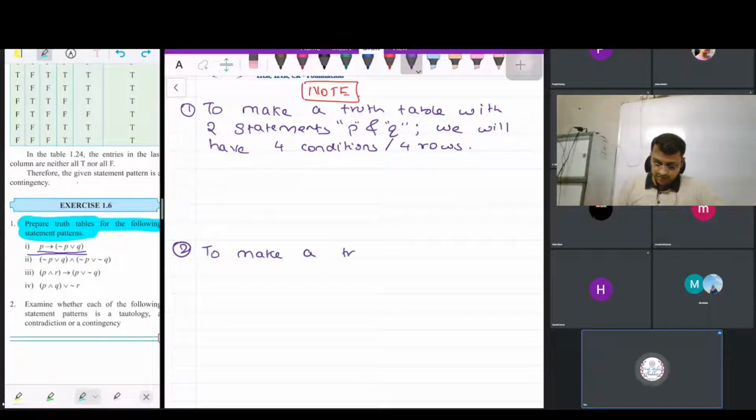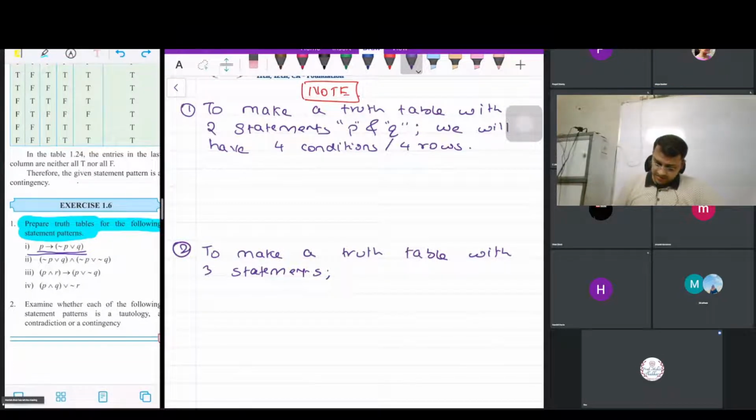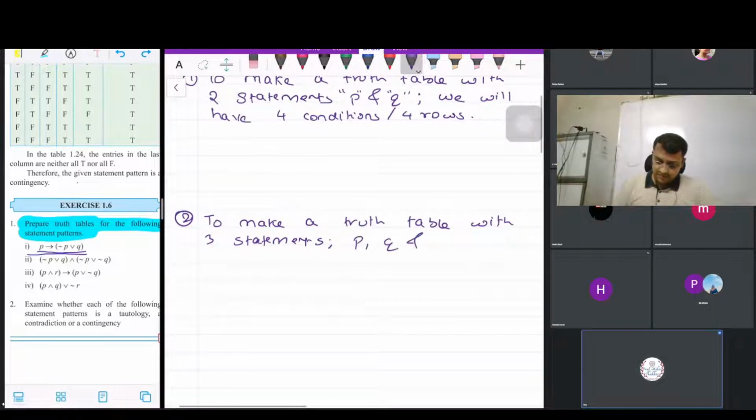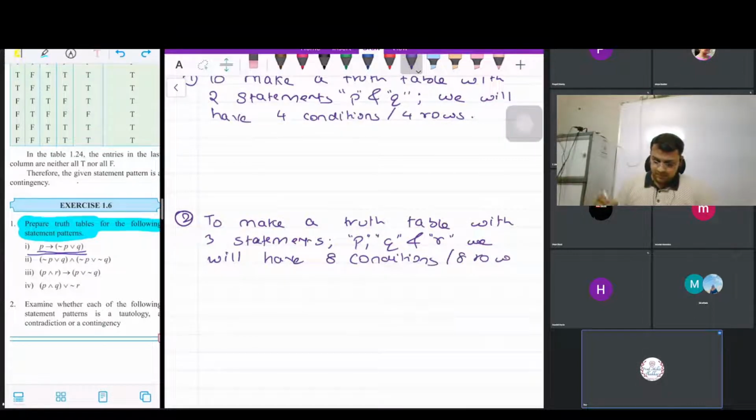To make a truth table with three statements, let me consider P, Q and R, we will have 8 conditions or 8 rows. Now the question is, how does this come?